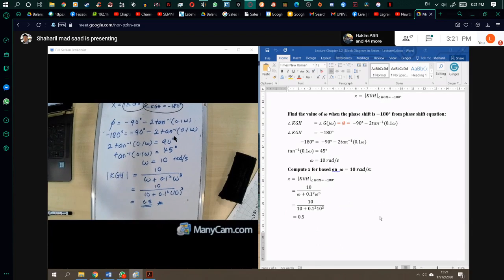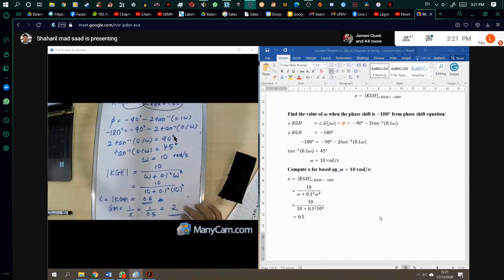Right? So that means your x equals kgh cube. Done. Then you can find your gain margin equal to 1 over x. 1 over 0.5 is equal to 2. Alright. So this is using the mathematical method.